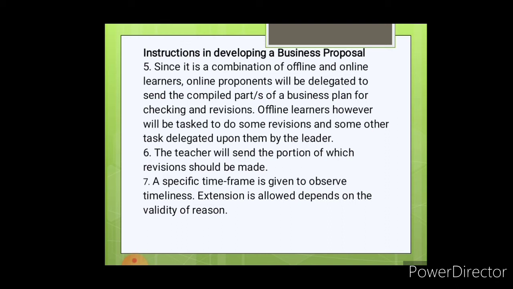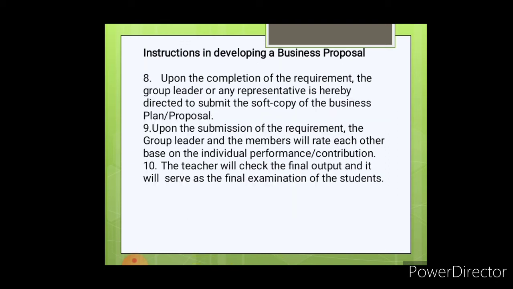Number 7, a specific time frame is given to observe timeliness. However, extension is allowed depending on the validity of the reason. Number 8, upon completion of the requirement, the group leader or the representative is directed to submit a soft copy of the business plan or the business proposal to the teacher.